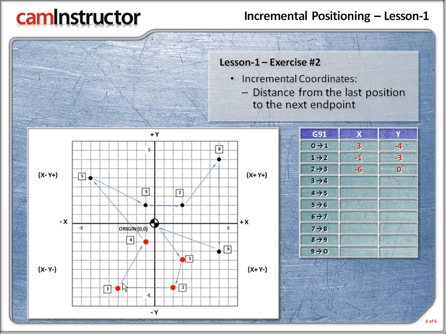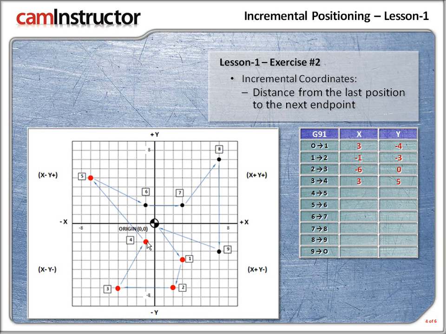Now we're off to 3 to 4. So let's figure out how much we're going to move incrementally in the x. So 1, 2, 3 squares, and we're moving in the x positive direction. So we have a value of plus 3. Now what about the y? Now we're moving up. How many squares? 1, 2, 3, 4, 5. And we're moving in the positive direction. So from 3 to 4, x is plus 3 and y is plus 5.